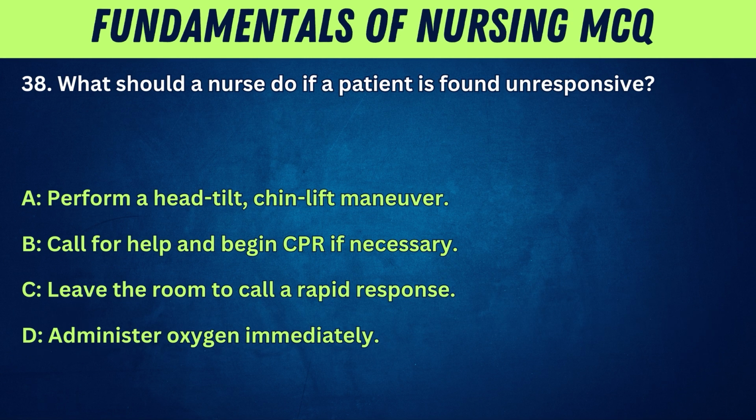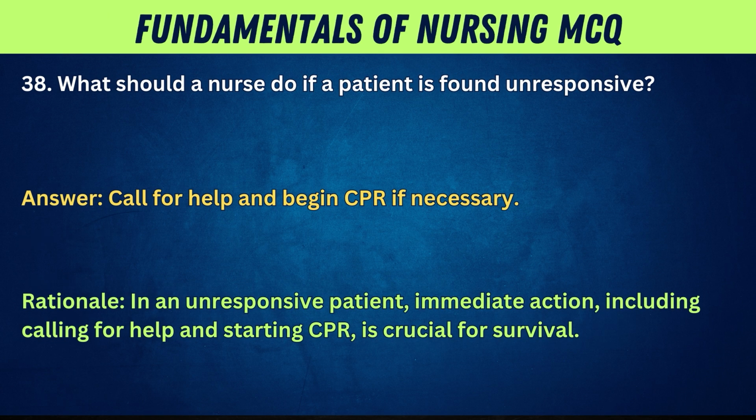38. What should a nurse do if a patient is found unresponsive? A. Perform a head tilt, chin lift maneuver. B. Call for help and begin CPR if necessary. C. Leave the room to call a rapid response. D. Administer oxygen immediately. Answer: Call for help and begin CPR if necessary. Rationale: In an unresponsive patient, immediate action, including calling for help and starting CPR, is crucial for survival.